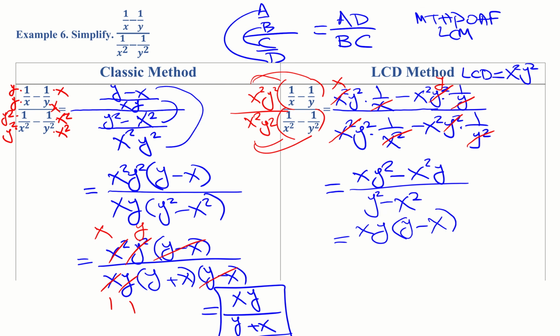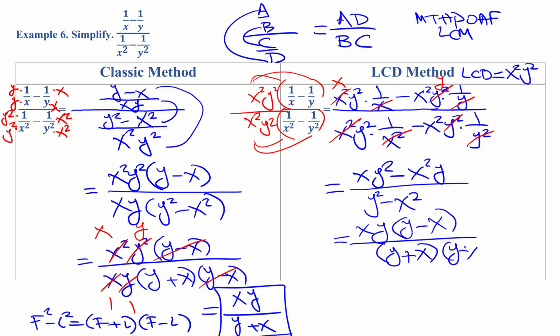Down below, we recognize a difference of squares, which means we'll use f squared minus l squared equals f plus l times f minus l. So we get y, of course, f is y and l is x, so we get y plus x times y minus x. Now we cross cancel as much as we can, and there's not a whole lot. There's just the y minus x's, right?